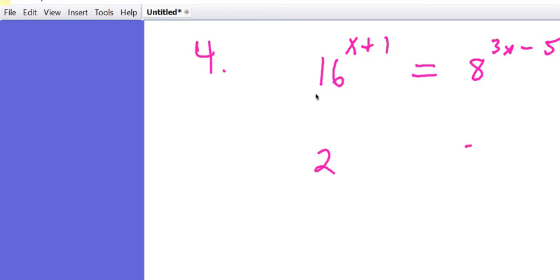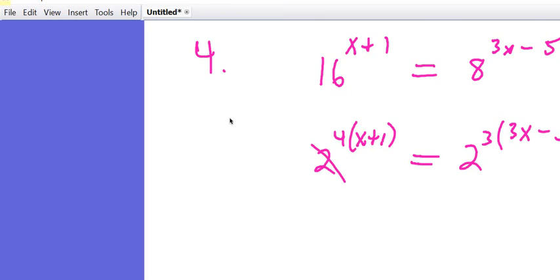All right, now, 2 is the base. 2 to the what is 16? 2 to the 4. So that's the 16 part, but I still have the x plus 1. So I have to multiply by x plus 1 up there. Over here, 2 to the what equals 8? 2 to the third. And then multiply by 3x minus 5. So I can now cancel my bases, because they are the same. I've taken care of the exponents. Just simplify by distribution. Well, not FOIL it, but distribute. 4x plus 4 equals 9x minus 15.